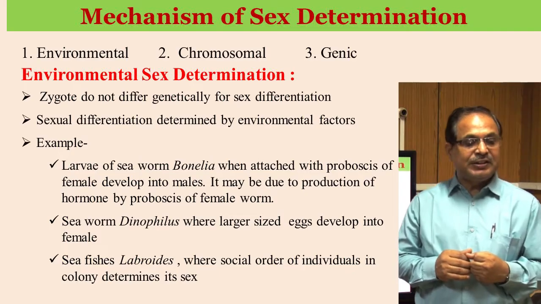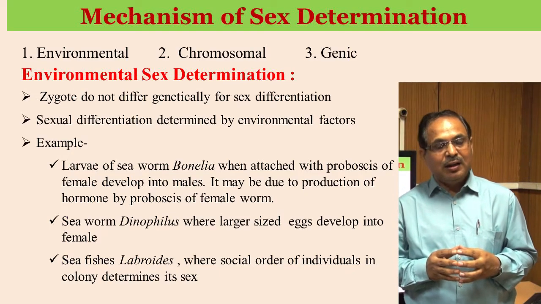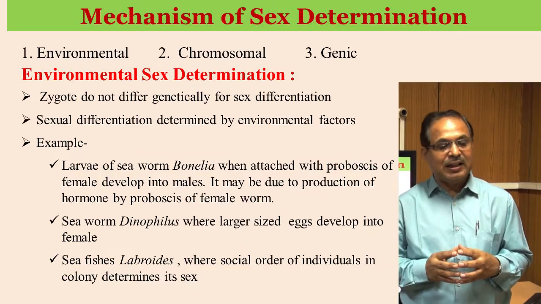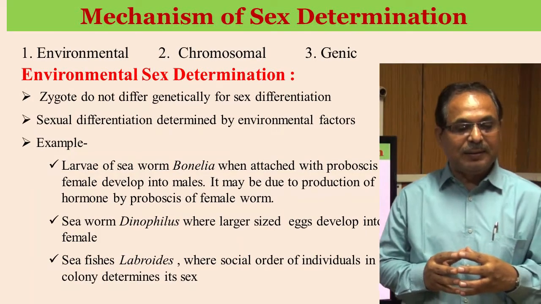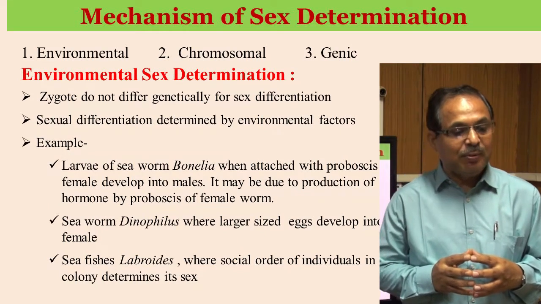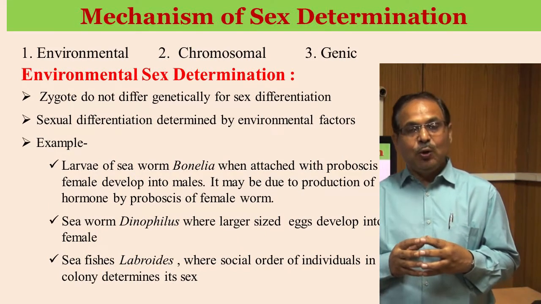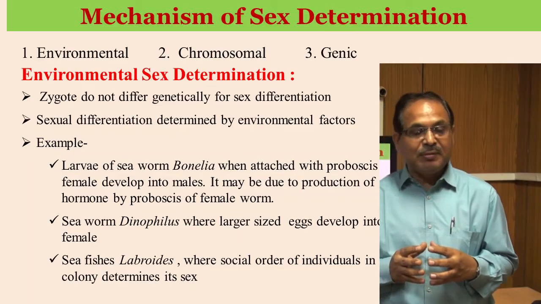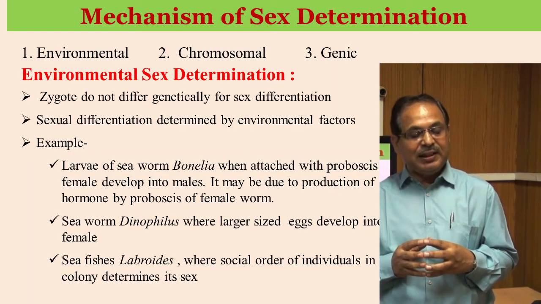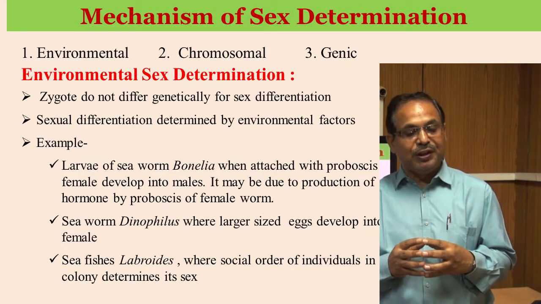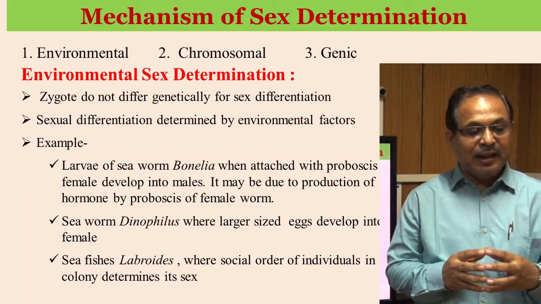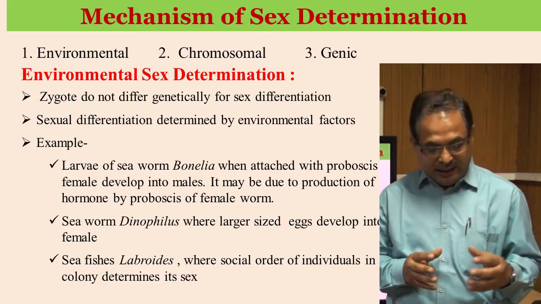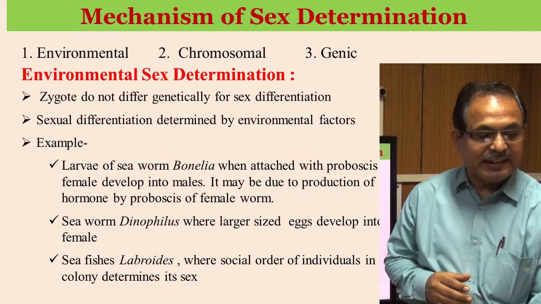The second example is the sea worm Dinophilus, where larger size eggs develop into females, whereas smaller size eggs develop into males. The third example is the sea fish labroids, where the social order of individuals in a colony determines the sex. Basically in one colony there is only one female, and the others, depending upon their residential order, differentiate into different sexes.